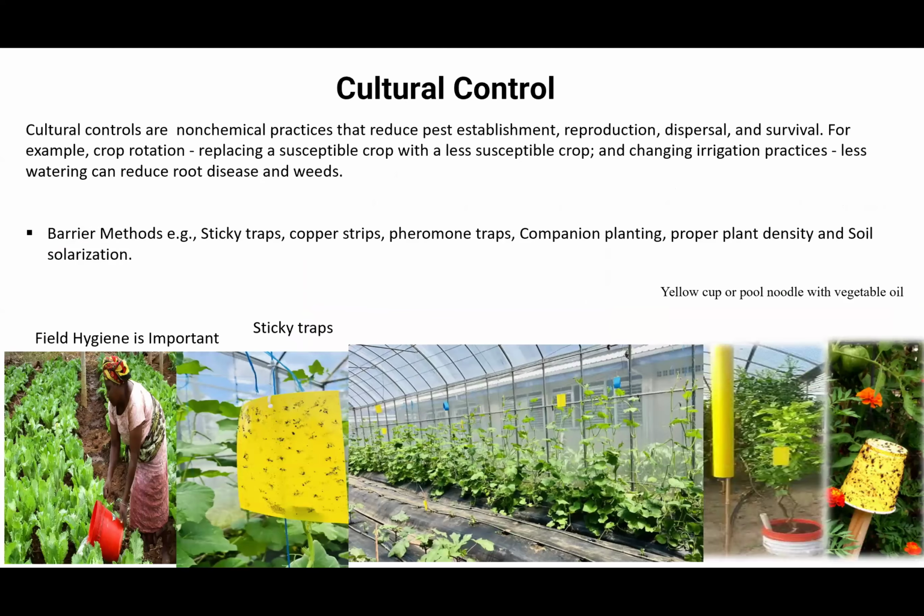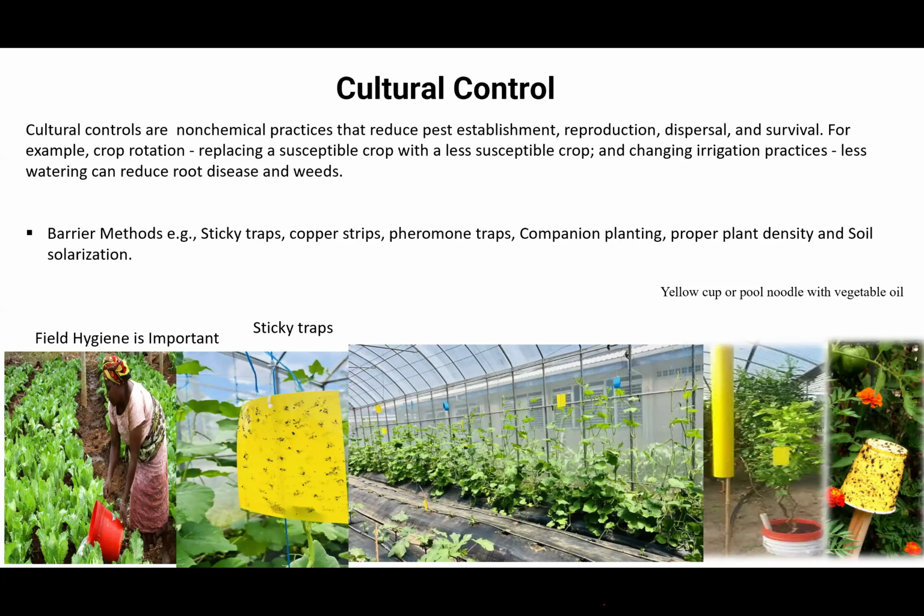So some cultural control for when you have pests and diseases. First thing, cultural control and non-chemical practices reduce the pest establishment. So they reduce the pest load, right? By reducing reproduction, dispersal, and survival. One of the things that we normally use for cultural practice is the sticky traps, right?